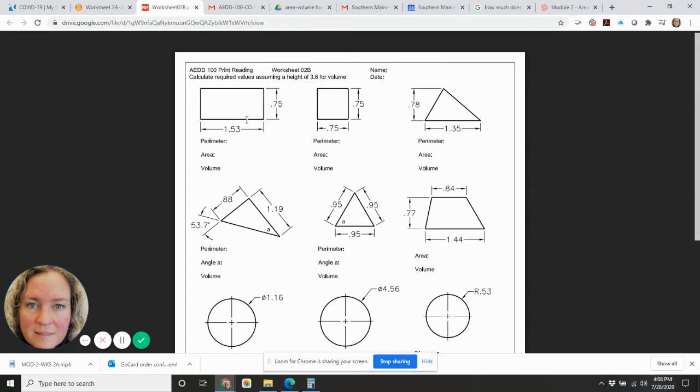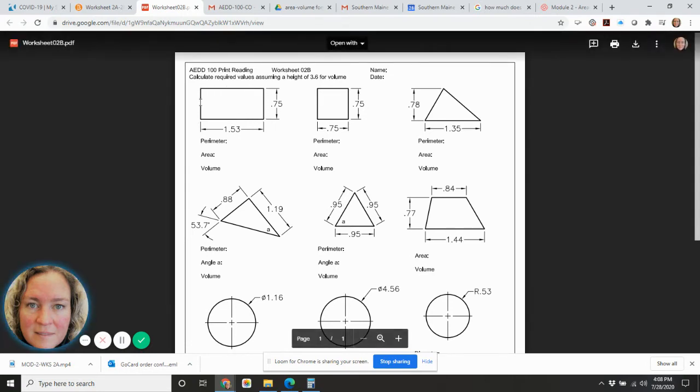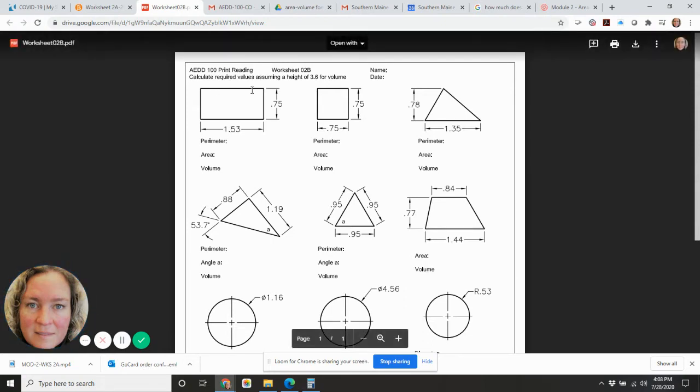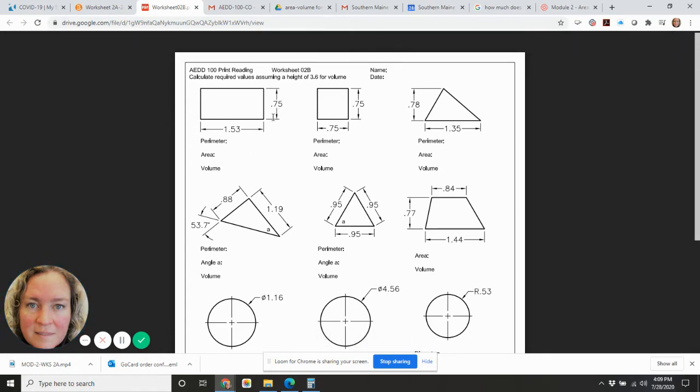So a perimeter question is asking, what is the distance we would travel if we were to walk along each one of these lines all the way around this shape and get to where we started? We can get to perimeter by adding the length of each side to each other and adding it all up. So 1.53 plus 1.53 plus 1.75 plus 1.75. Or if you want to simplify things, you can do 2 times the width plus 2 times the length, and you can get the same answer.